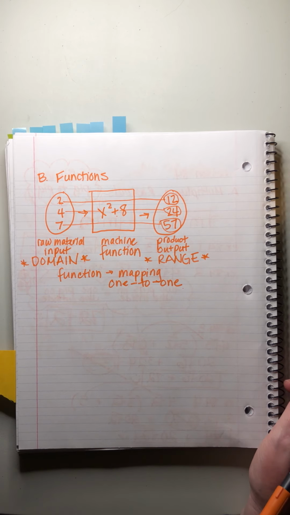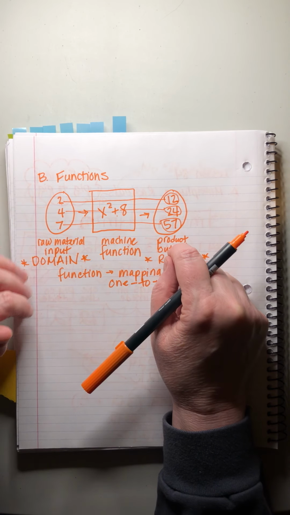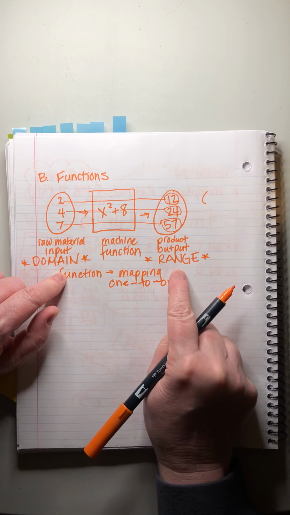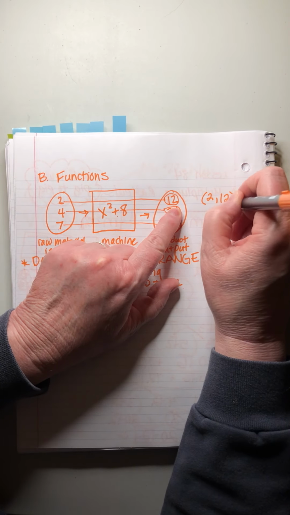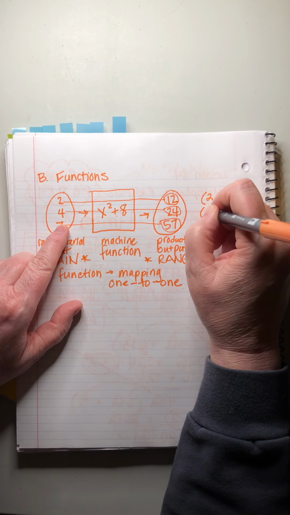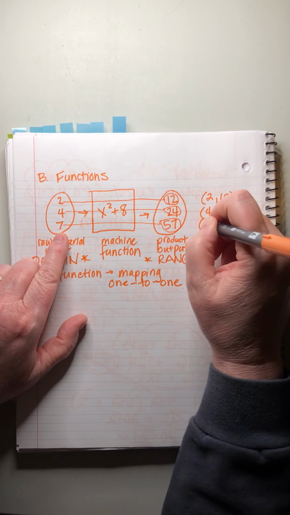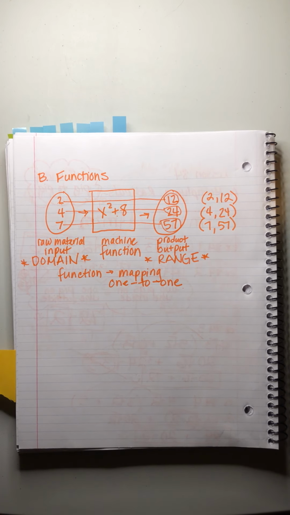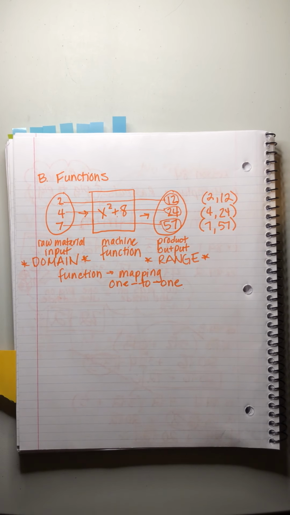Now, another thing that we can do when we're talking about functions is if we don't want to draw this whole crazy picture, we can just write the input and the output as a pair, right? If we put in 2, we'll get 12. If we put in 4, we'll get 24. And if we put in 7, we'll get 57. That's easy, right? I didn't do anything fancy. I just took the input and the output and put them together. But this is super helpful.